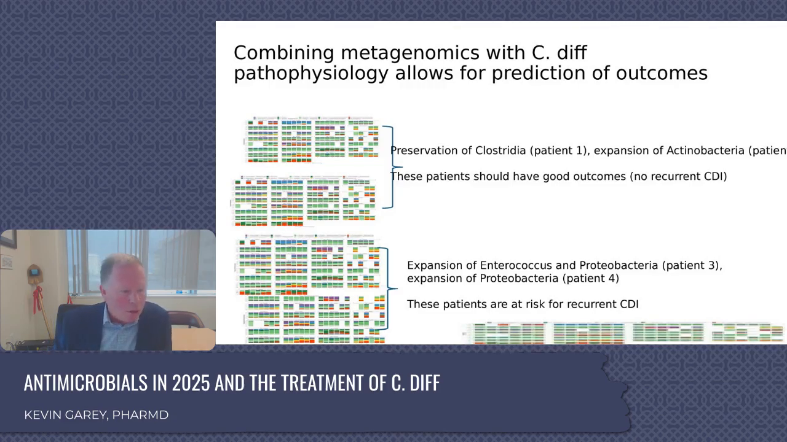And then if you go down below, you see lots of red, and these are patients that got an antibiotic that did not preserve their Clostridia, but had an overabundance of either gram-negatives, the proteobacteria, or enterococcus. And so by looking at these microbiome profiles, you could actually predict who's at risk for recurrent C. diff or not.